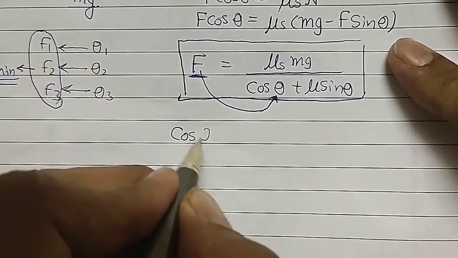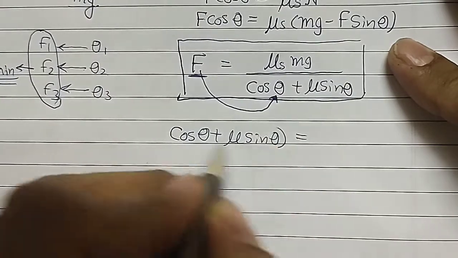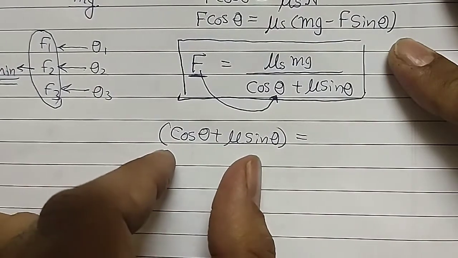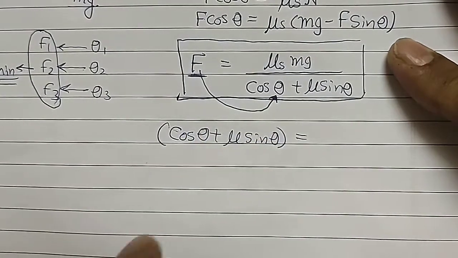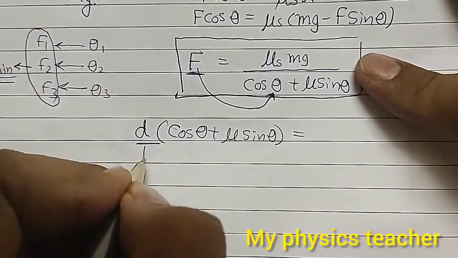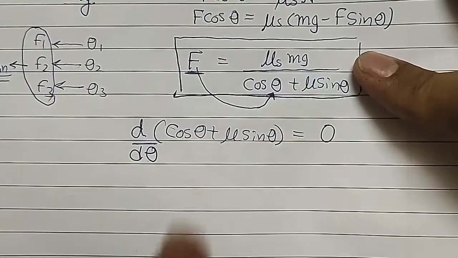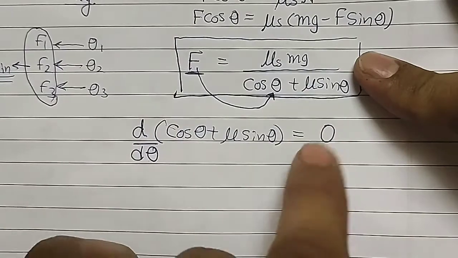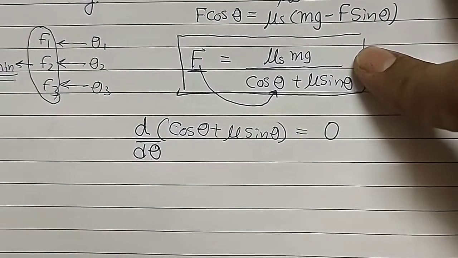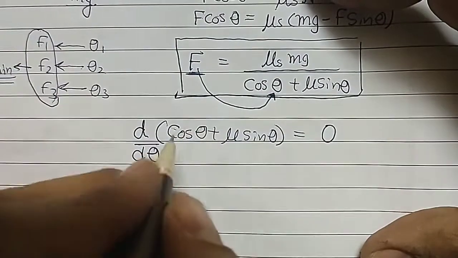for that, the cos theta plus mu sin theta term must be maximum. When this term cos theta plus mu sin theta becomes maximum, at that point the force will be minimum. So for that, what do you do? You take a derivative of this term and put the derivative equal to 0. In mathematics, you might know, if the derivative of any quantity is 0, at that point that quantity is maximum. Whenever any quantity is maximum, its derivative is 0. It is from the maximum minimum topic of the derivative.